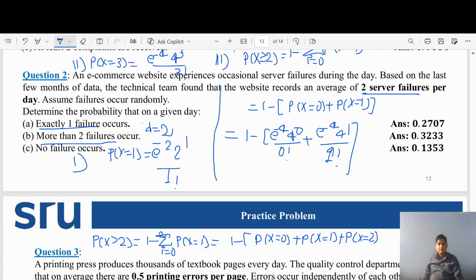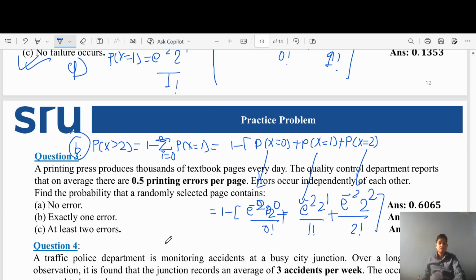plus for x is equal to 1, e to the power minus 2, 2 to the power 1 upon 1 factorial, plus e to the power minus 2, 2 to the power 2 upon 2 factorial. This is for this and this is for this. If we solve this expression, you get the required answer. This is the B part. This is the A part.